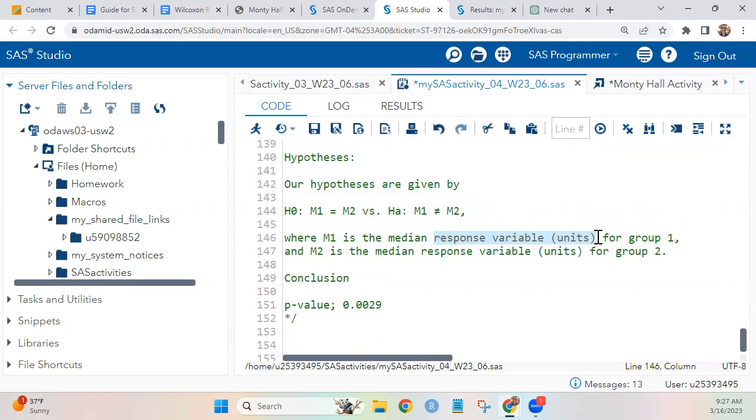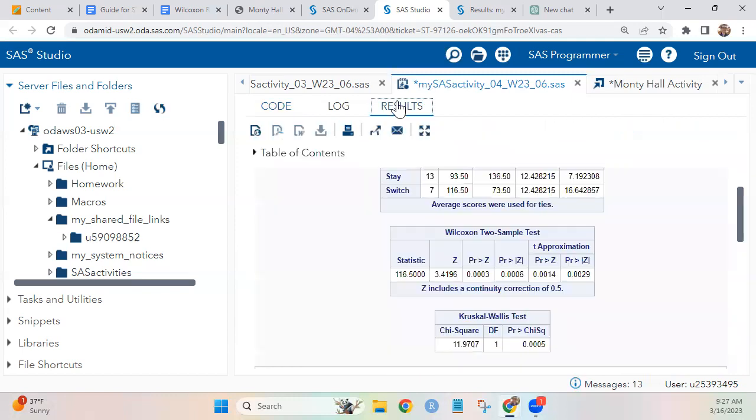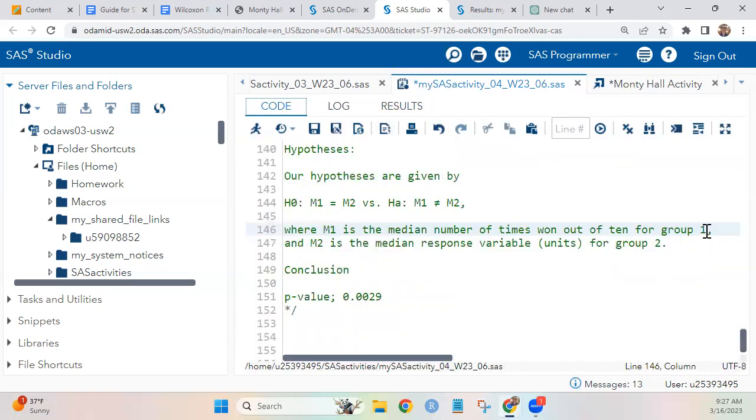So median number of times 1 out of 10 for, what was group 1 again? Staying. And M2 is the median number of times 1 out of 10 for switching. So that's how we can get the hypotheses for the Wilcoxon rank-sum test.